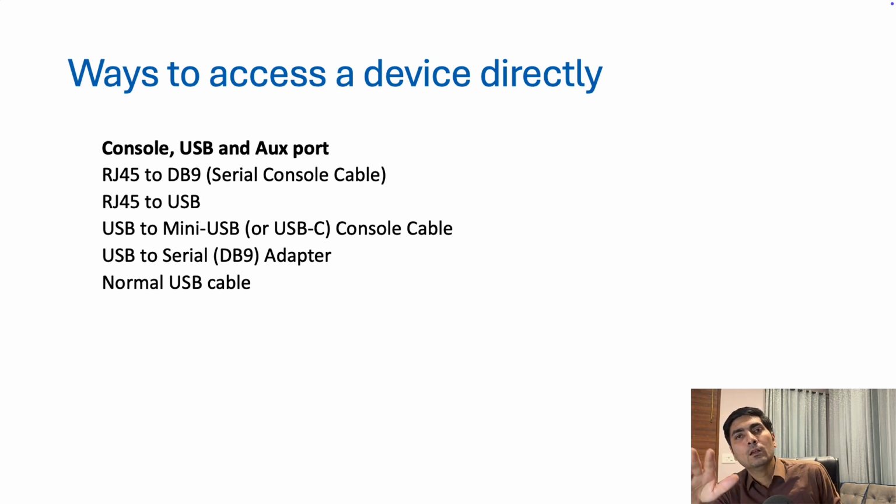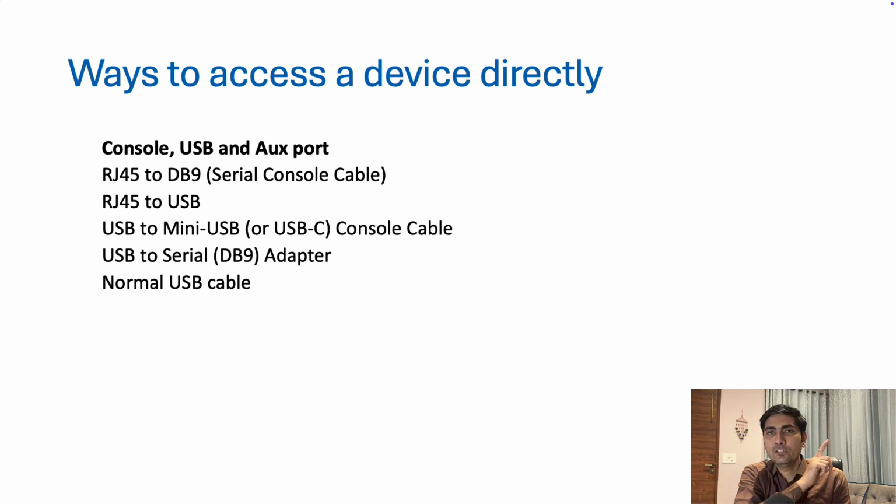Like 15-20 years back, we used to have that serial port on the other end. One end is RJ45, other end is serial. Once you search over the internet, you'll find it. It's a big size port. You plug in there. But if your workstation doesn't have it, then what? So you need a converter or an adapter for that. Okay, an adapter like a serial to USB adapter.